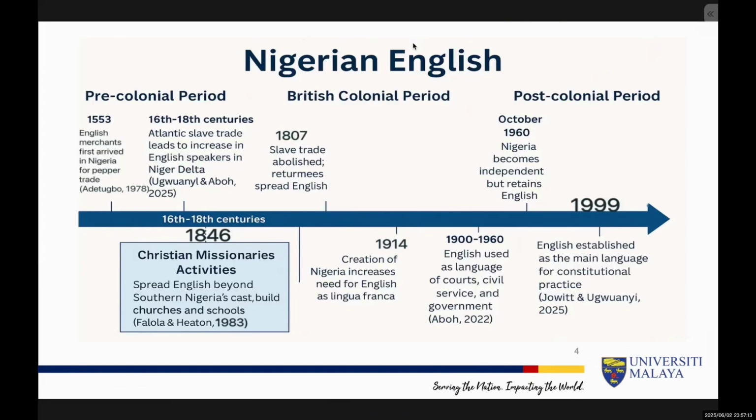The second period is the British colonial period. In 1914, the creation of Nigeria increased the need for English as a lingua franca. Then let's move on to the post-colonial period. In October 1960, Nigeria became independent but retained English as its official language.